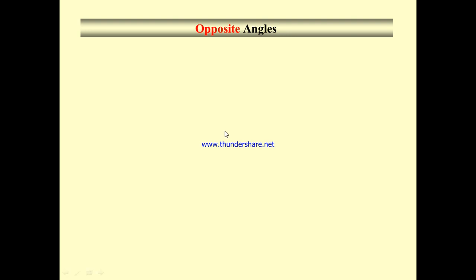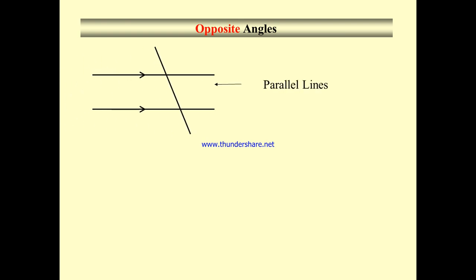Okay, let's now review the opposite angles because we need them in our lesson. Here I have two parallel lines cut by a transversal. The vertically opposite angles are in this shape. Don't forget that the vertically opposite angles are equal in measure.